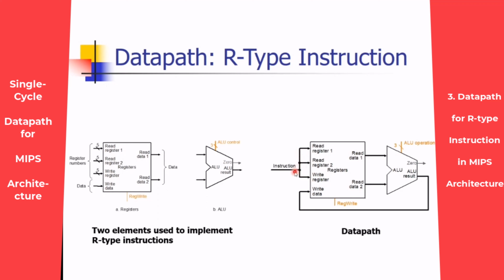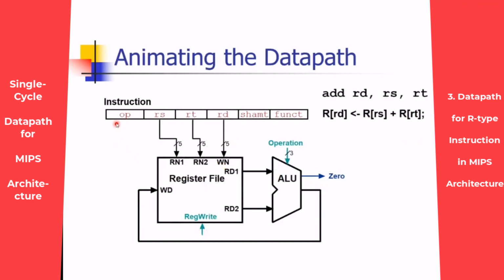As you can see, the instruction machine code is given to the register file. Some part of the instruction will be given to register 1, some part will be given to register 2, and some part is connected to the write register. Then 2 data values will be read from the registers inside the register file and given to the ALU, which performs different operations over them according to the operation control signal. And the result will come back and be written inside one of the registers that is specified by this field. Let's check it in more detail.